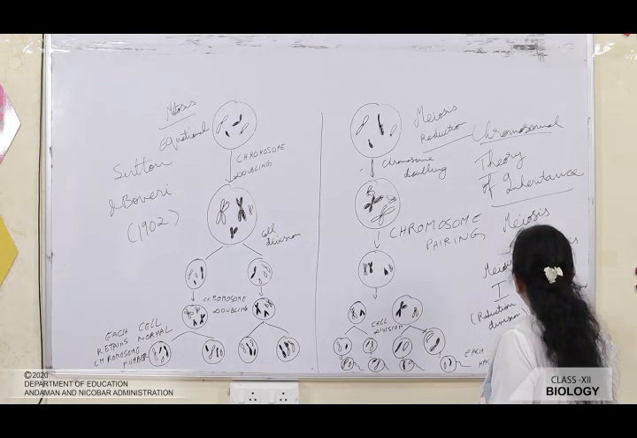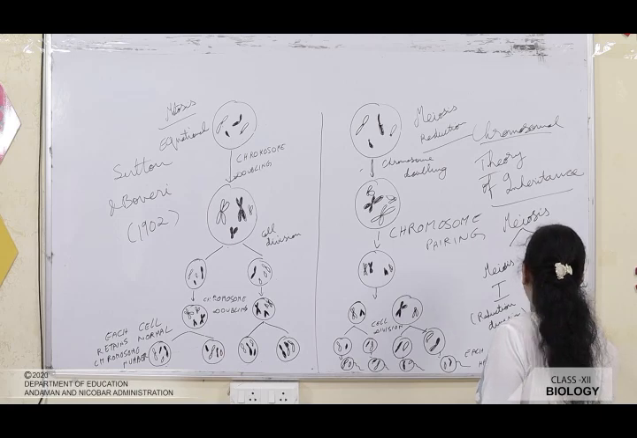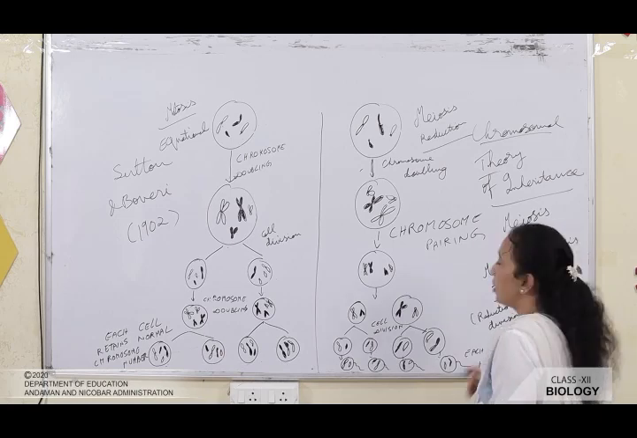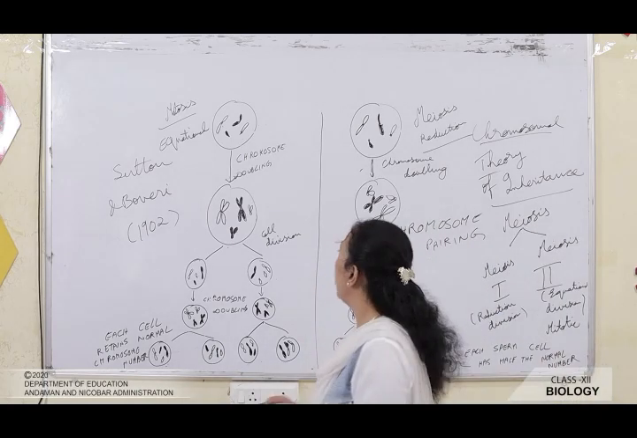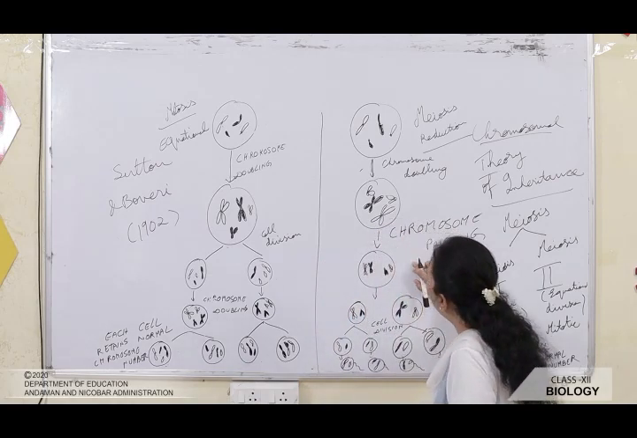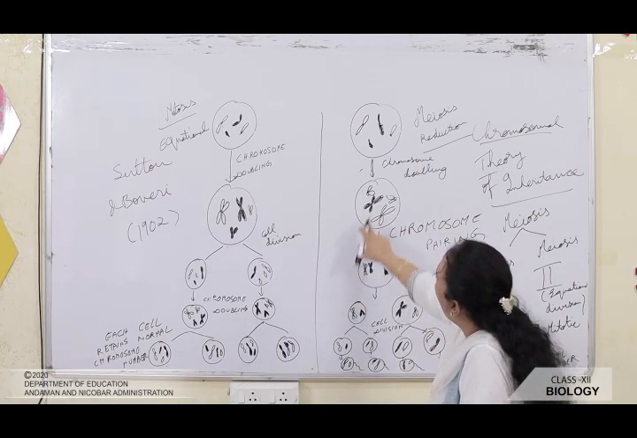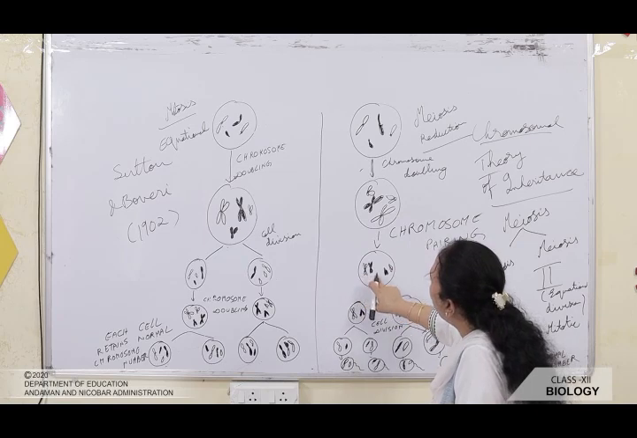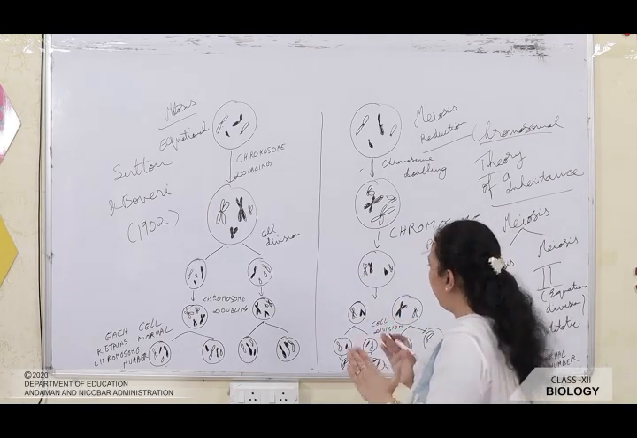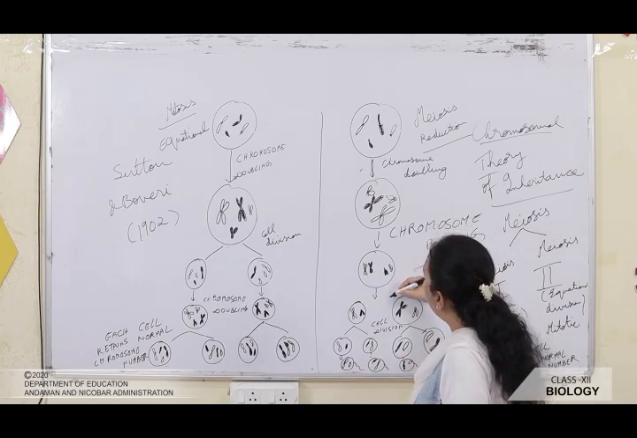Or we can also call the equational division the mitotic division, or the mitosis is taking place in meiosis 2. So what is happening here? Chromosomal pairing is taking place. Here, if you see, all these things are coming and lying together. They are coming and lying together, which means pairing is taking place, and after that the cell division takes place.